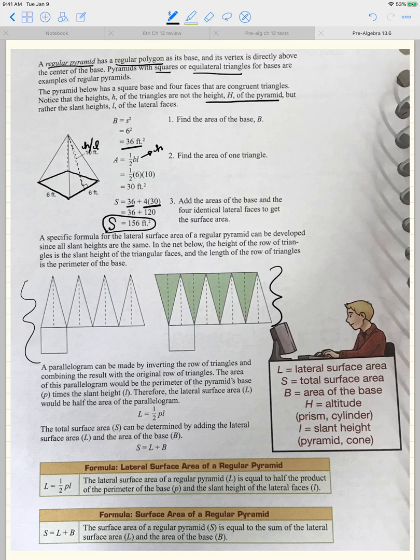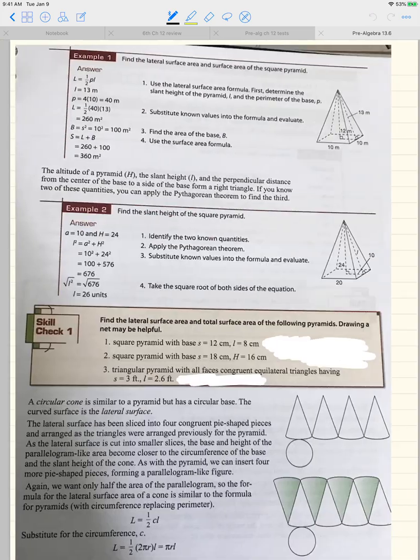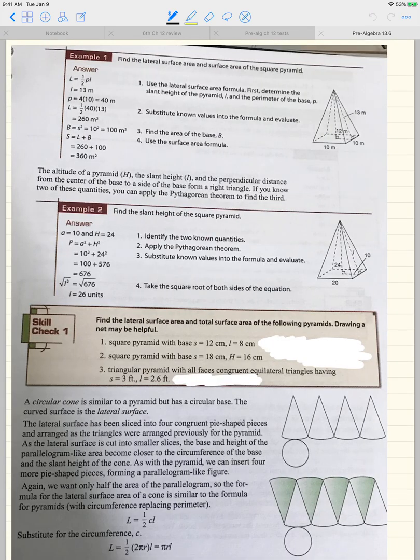So we have the formula for the lateral surface area of a regular pyramid. Lateral surface area is equal to 1/2 times the perimeter of the pyramid's base and the slant height of the lateral faces. And then we have the formula for the surface area of a regular pyramid. Big S is equal to big L plus big B, which is the lateral surface area plus the area of the base.